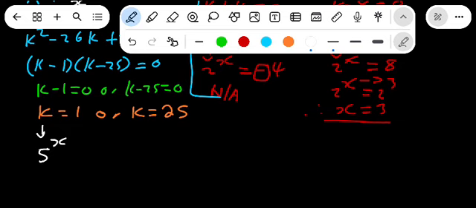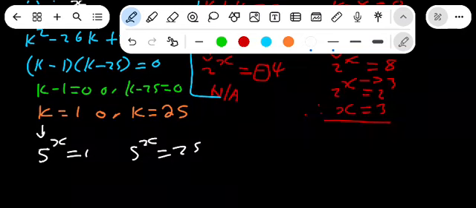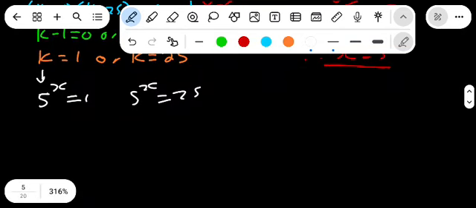raised to the power of what? Of x. This will be equal to 1. 5 raised to the power of x will be equal to 25. So we want to solve for x.